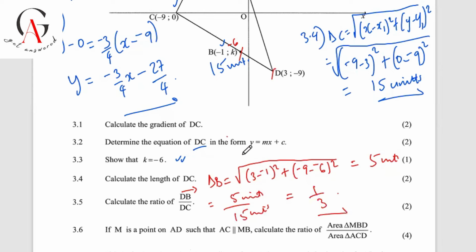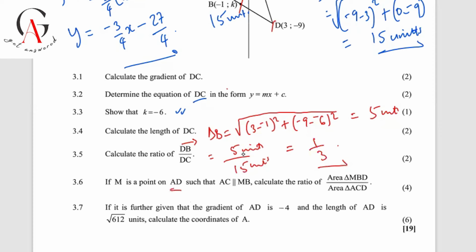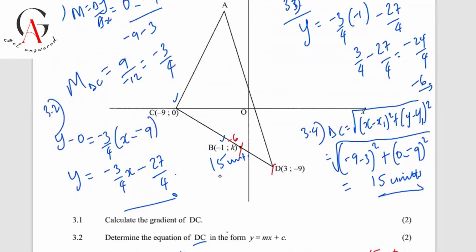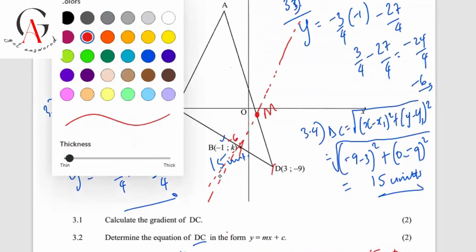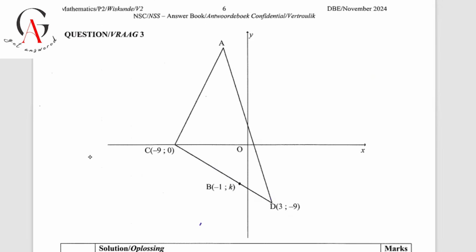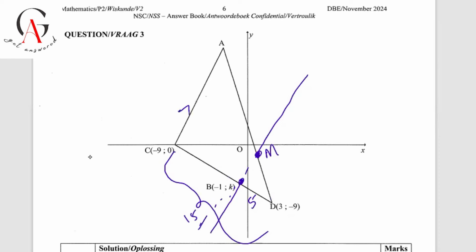Then 3.6. M is a point on AD such that AC is parallel to MB. Calculate the ratio of area of MBD over the area of ACD. Now, if I'm to just imagine a line, something like that, if that is our imaginary line, and maybe this is our point M. So for us to get the area, let me just put it this side. Okay, so we're saying this is our line. We say this is a 5. All of that is 15. This is a point M. So that these lines are parallel.